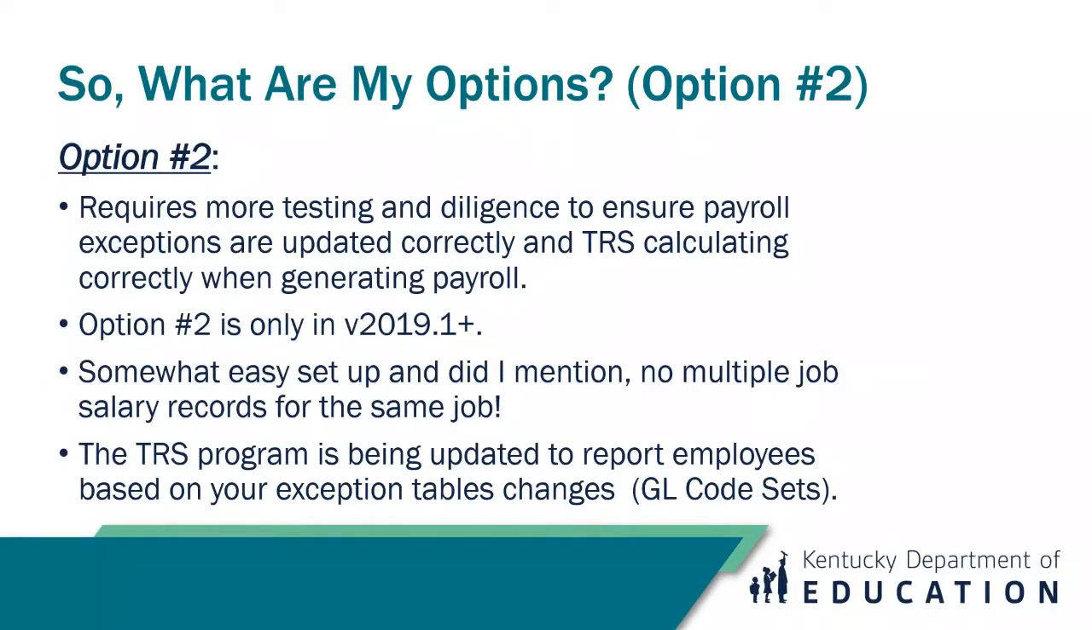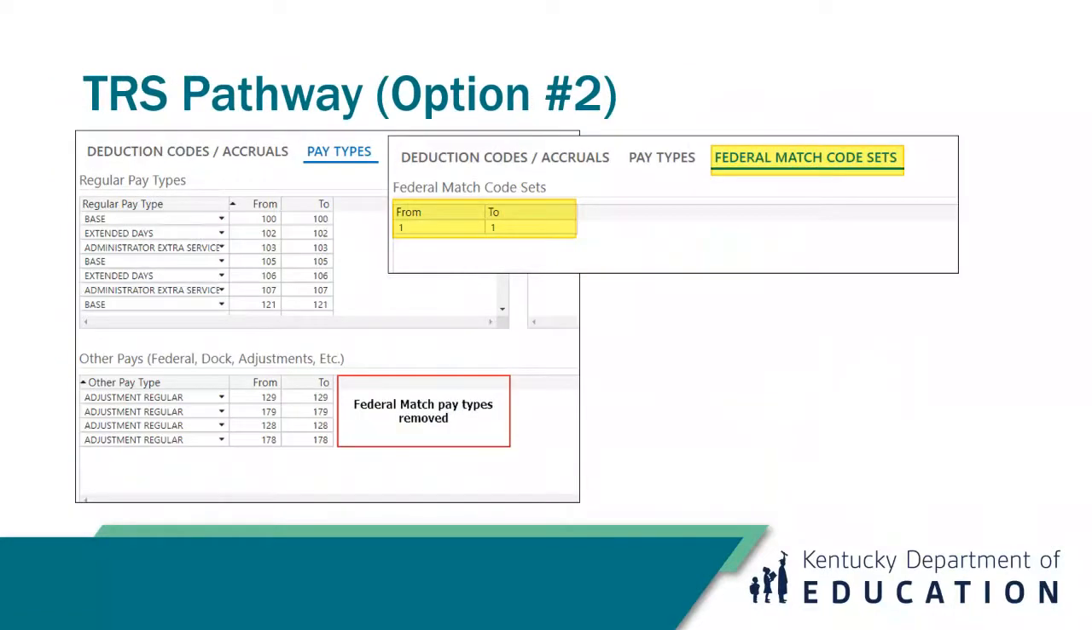If you decide to go to this, of course, you could always manually fix those detail records, but I anticipate the update to the TRS program to report this way will be available in the very near future. The change on the report is it's an either or. You'll be able to continue using the old or current way, or you can choose this option to the new way of reporting. In doing that, you would remove all the federal match pay types on the other pay screen down on that bottom right that I showed you earlier.